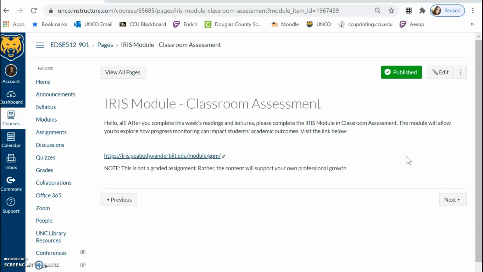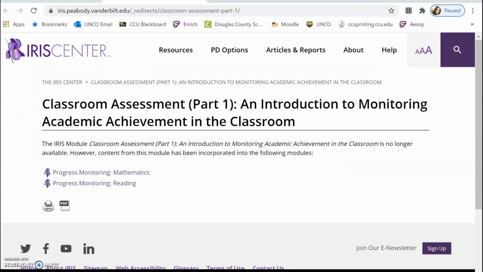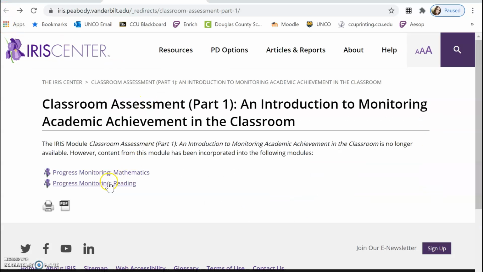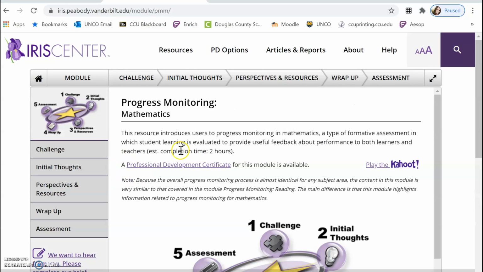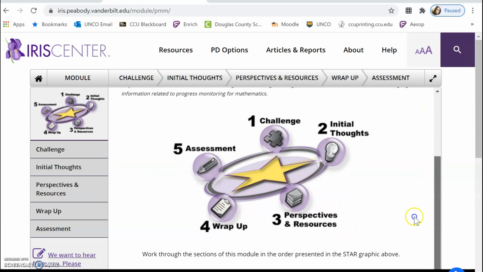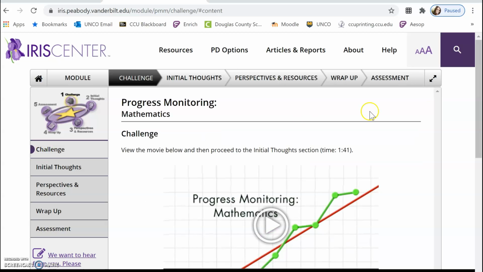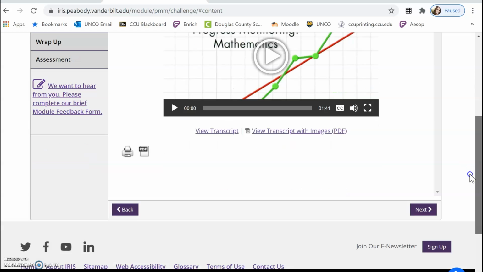This is the IRIS module, so this is a link for you to click. This is not something that will be for a grade, but I strongly encourage you to take the time to complete this. There are two different sections, so the original link will take you to the new segments for this. It's been broken down into mathematics progress monitoring, as well as the second option, which is reading progress monitoring. So it's valuable for you to review both of those, and you can click on these various links to move through it.